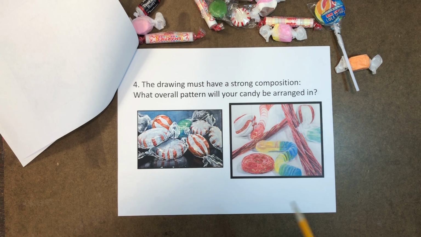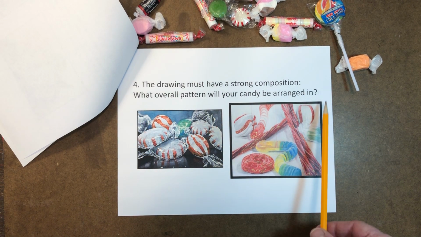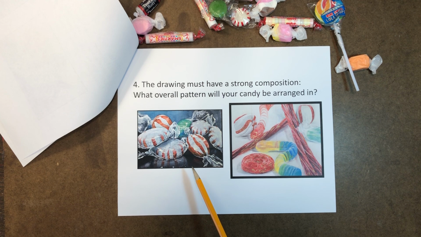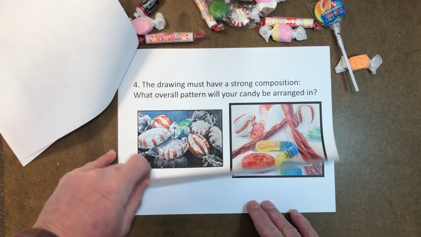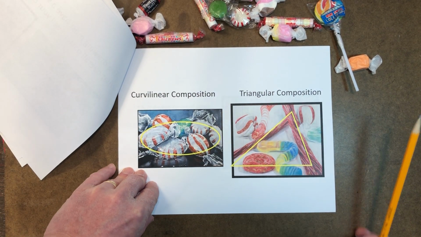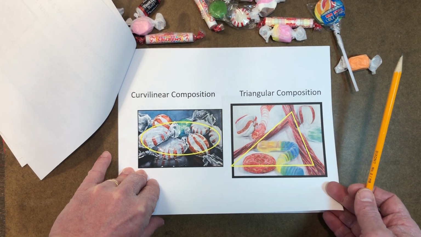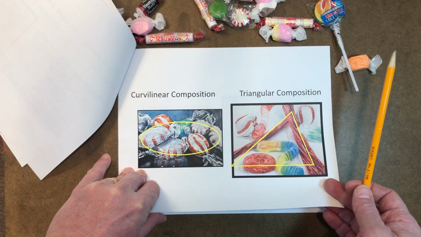So the drawing must have a strong composition, as stated. What is the overall pattern that you're going to make with your candy? And the question is, can you tell what the arrangement is here and what the arrangement is here? Hopefully it's fairly obvious. You can see the curvilinear pattern and the triangular pattern that the artist has created.